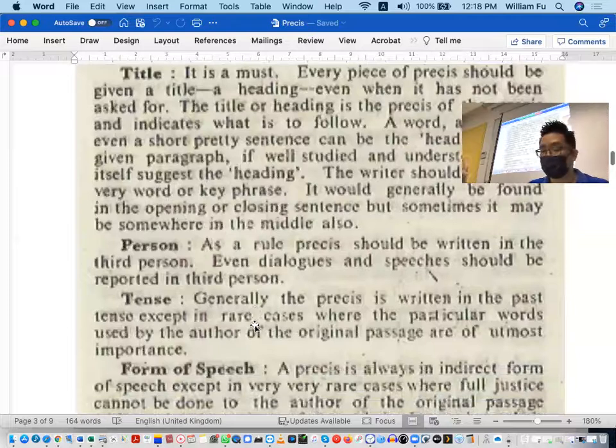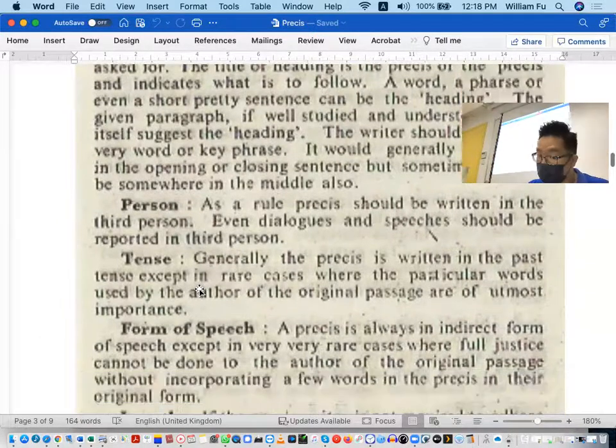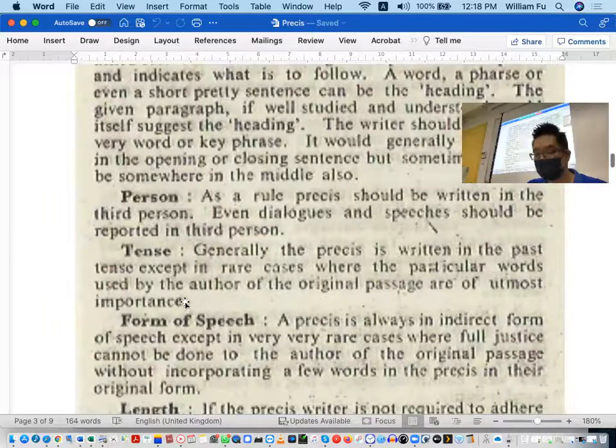The person, important. As a rule, precis should be written in the third person, because you are trying to summarize that article. Even dialogues and speeches should be reported in third person, just like reported speech. Tense. Generally, the precis is written in the past tense, except in rare cases where the particular words used by the author of the original passage are of utmost importance. Then you use other tenses.